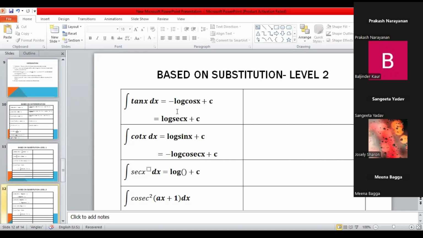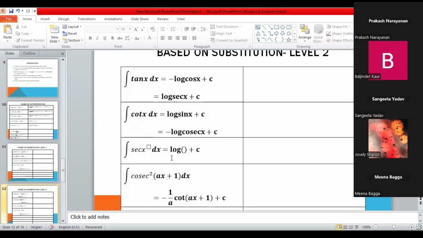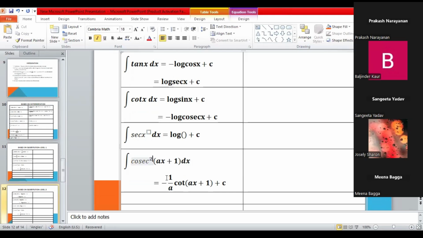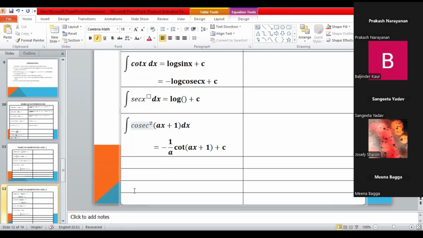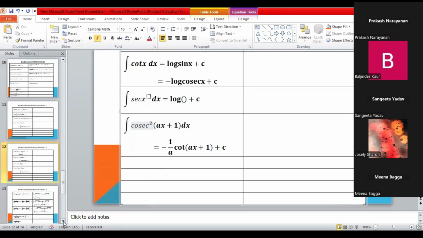If you are teaching the formulas of integration in this manner, children will understand the basic concept very clearly, and there will not be any mess up in the formulas, any confusion. Level to level, topic to topic, we have to explain before them. In the next one, if you see cosec square ax plus 1, this is again a linear function, so here you have to divide by the coefficient of x. In this way we have to carry these formulas forward level to level.